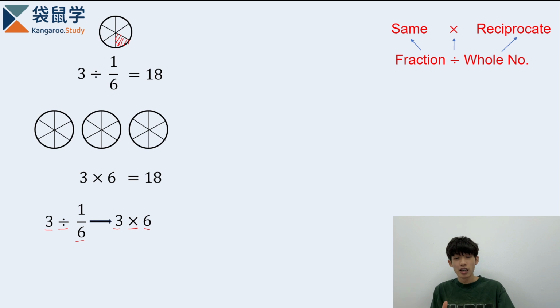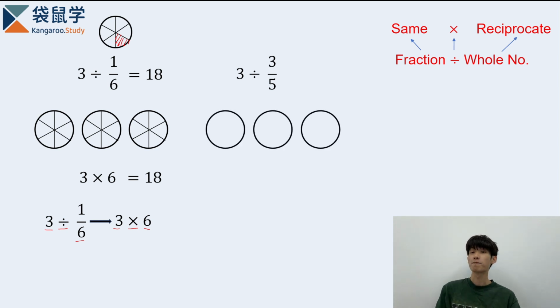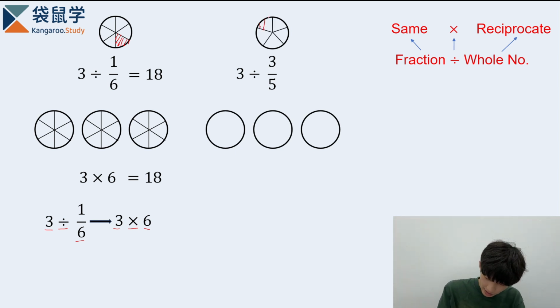And now, let me get another one. 3 divided by 3 over 5. A slightly harder one. And if we understand this, still 3 whole pies. And this time, not eating 1 over 6 of a pie, I'm eating 3 over 5 of a pie each day. So first of all, let me show 3 over 5 of a pie. So cut into 5 and I take 3 of them.